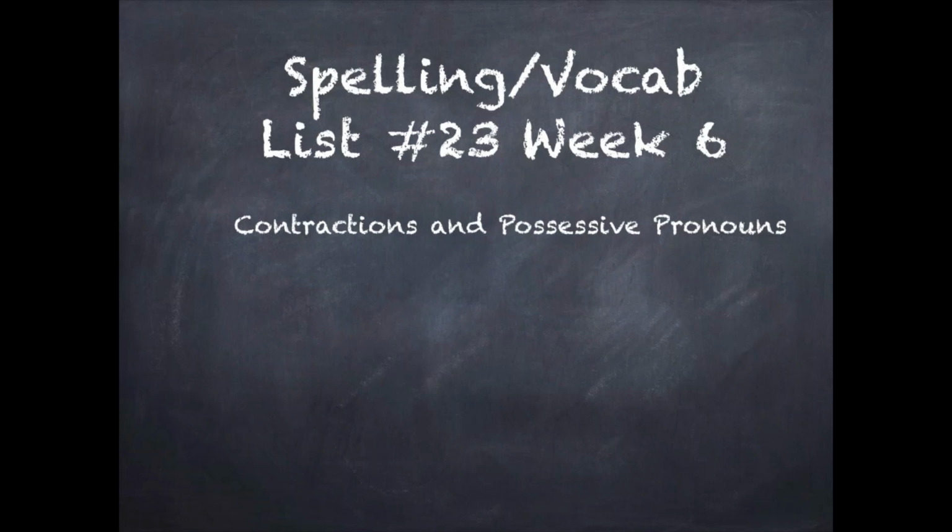All right, so anyway, this week we are looking at spelling vocabulary list number 23. We're going to look at contractions and possessive pronouns. Whenever you start a unit like this at home, try and have some paper and pencil handy, or if you have a little whiteboard and marker, just something to work along with the words.